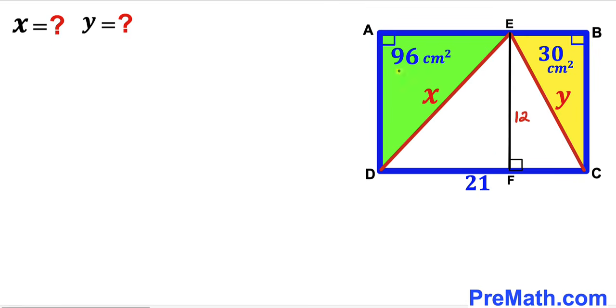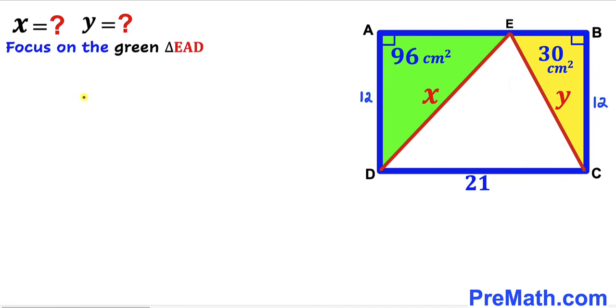Now let's make an observation. This side length AD is equal to this perpendicular EF, and likewise it is equal to this side BC as well. Therefore, if this perpendicular EF is 12 cm, then side AD is 12 cm, and side BC is 12 cm as well. And here's our next step.